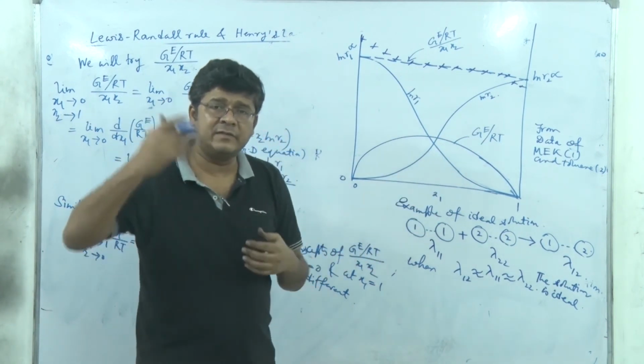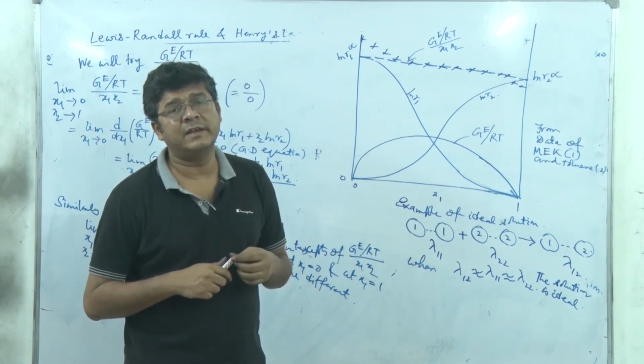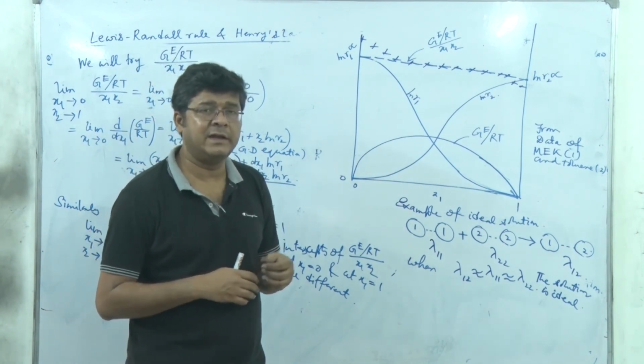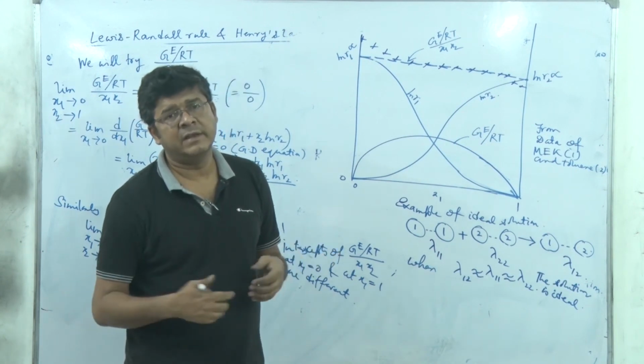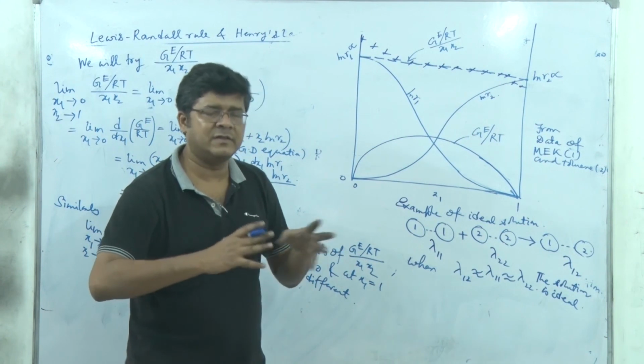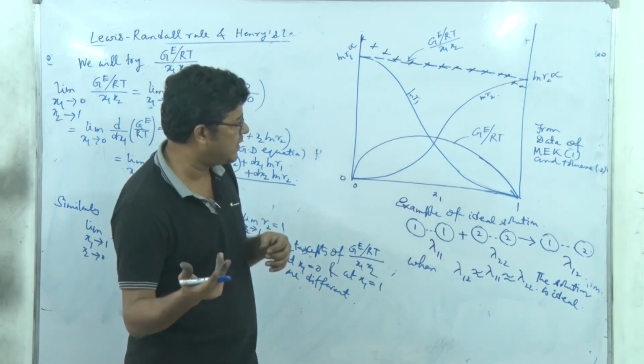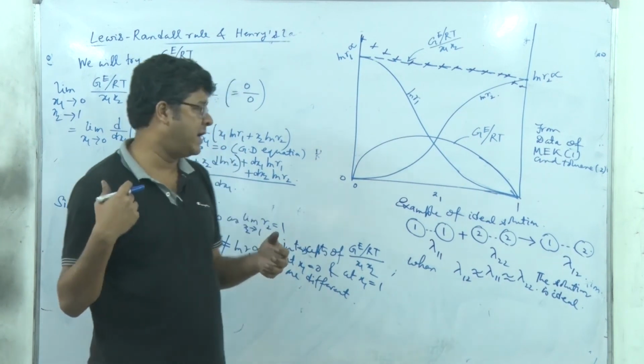So if it deviates towards the positive side, like gamma greater than 1, we will say that it is a positive deviation from ideality. And if gamma is less than 1, we will say it is a negative deviation from ideality. So both these deviations, two types of deviations, are possible. One may be positive deviation, there are examples, another may be negative deviation.